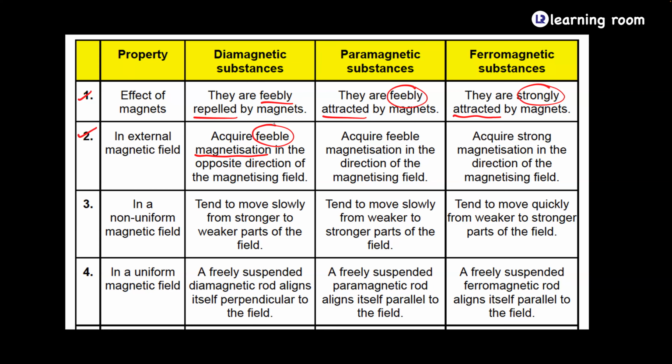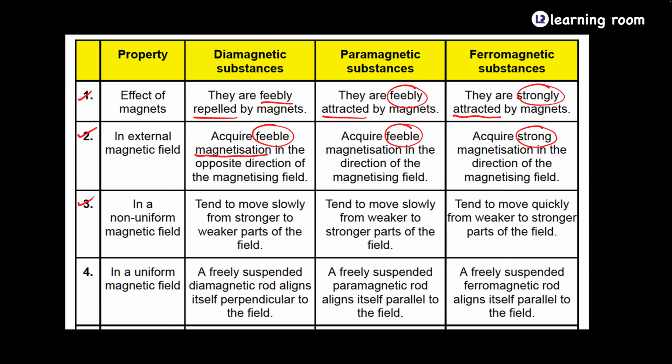Whereas a paramagnetic substance will acquire magnetization which is still going to be feeble only. This time it is going to be in the direction of the magnetic field because it is supporting the magnetic field. But what about a ferromagnetic substance? It will also acquire magnetization in the direction of the magnetic field, but it is going to be strong. So if you observe, these two have similar properties, except that this is feeble and this is strong.